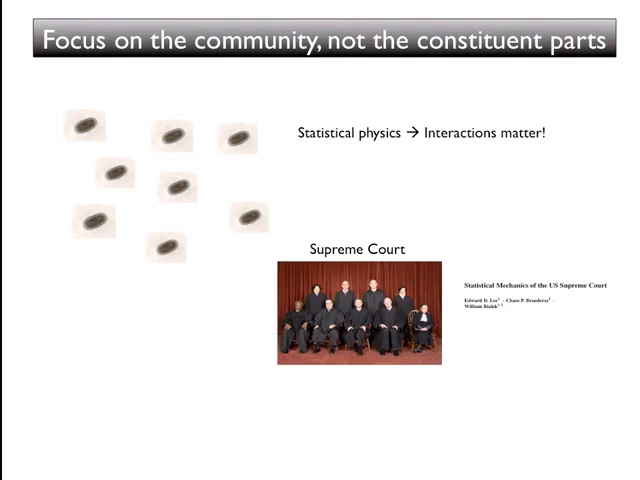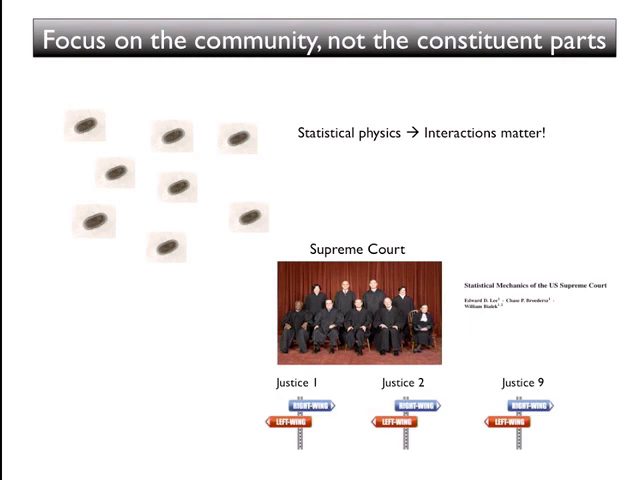You can even apply something like this to the Supreme Court. There's a paper called The Statistical Mechanics of the U.S. Supreme Court. Basically, they're trying to predict how the Supreme Court will behave, and they took a lot of historical data. What they found is that if you know the individual leanings of each justice, whether they lean left or right, you can't do a very good job of predicting the outcome the Supreme Court comes to. But if you account for correlations between their decisions, you can describe it really well.